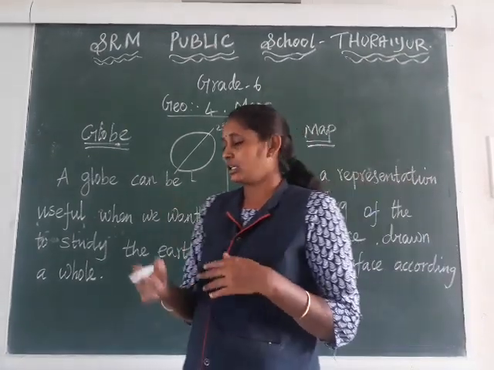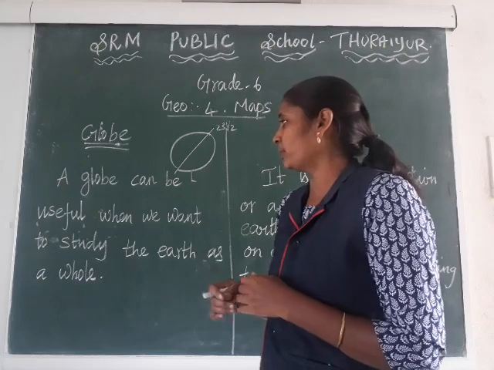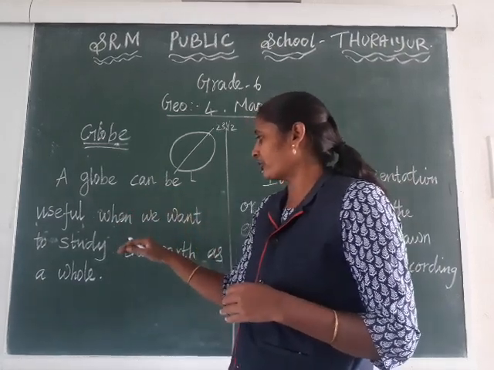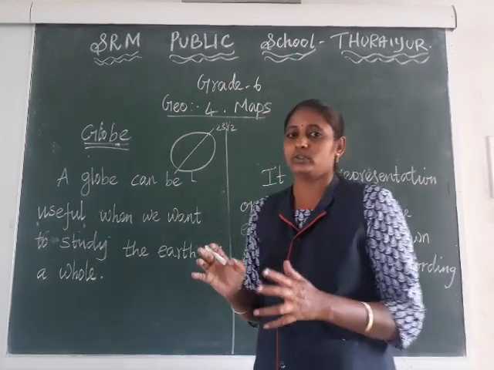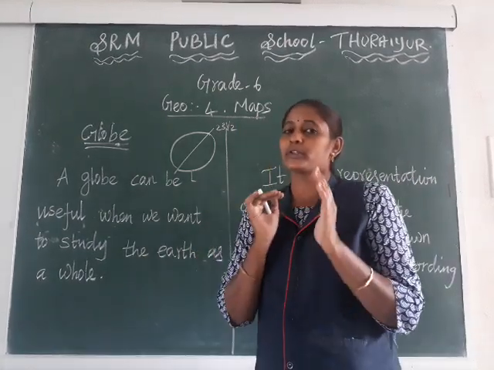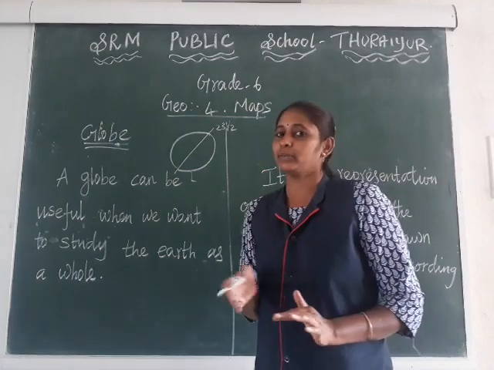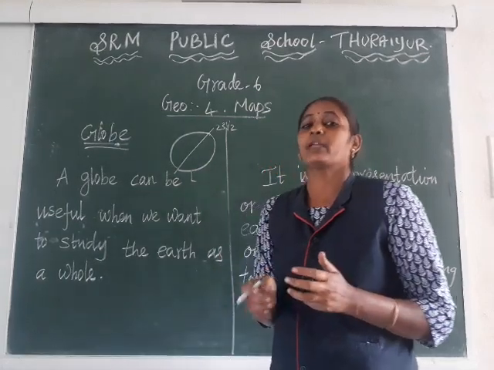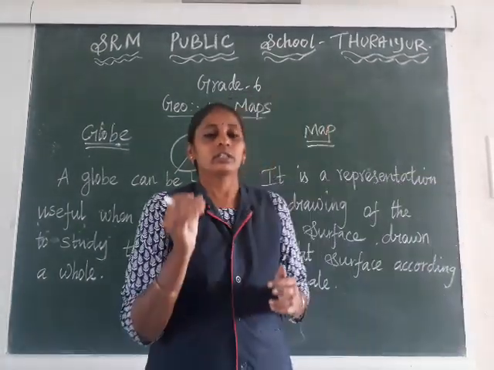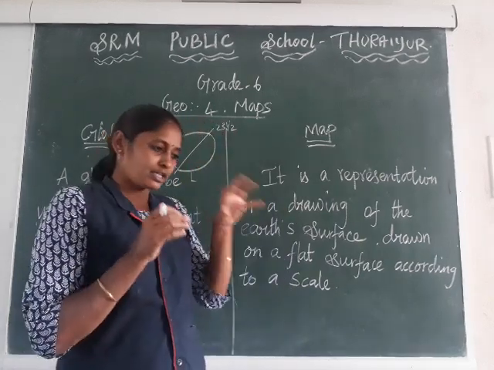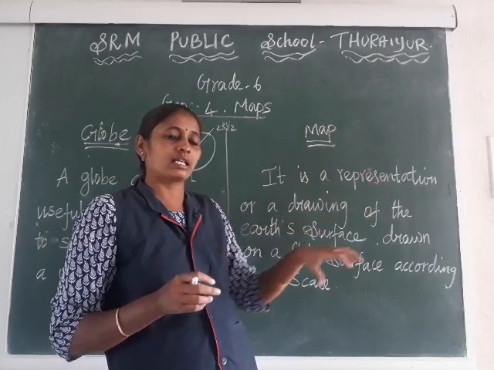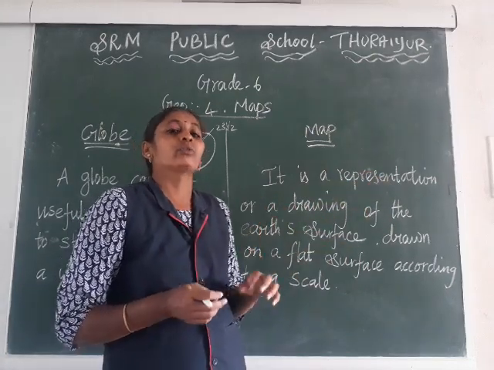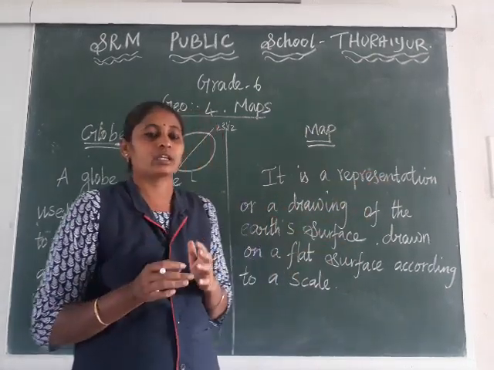Here I gave the definition of globe. A globe can be useful when we want to study the earth as a whole. When we study about earth as a whole, that time we use a globe. But when you need to study a particular city or particular town or particular state or particular country, that time we use a map.